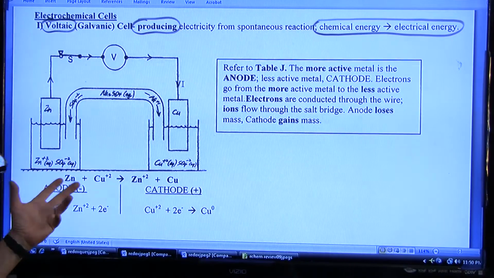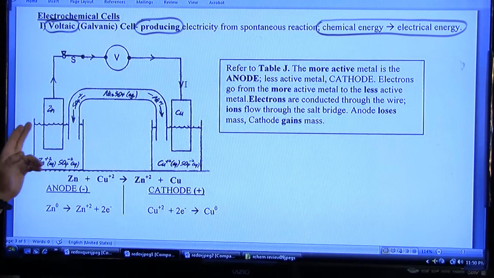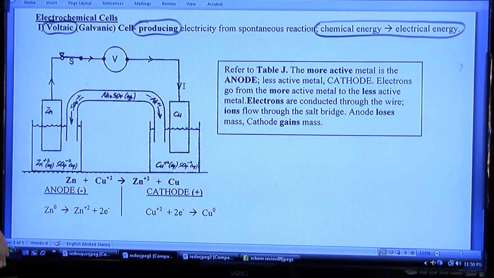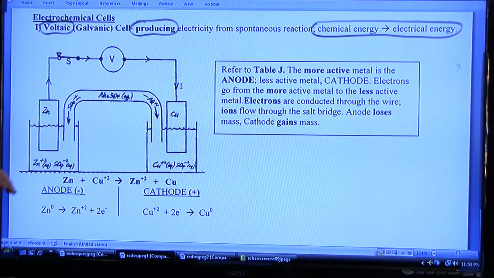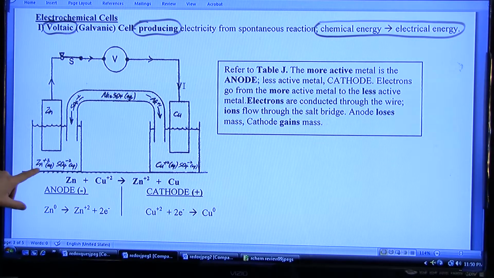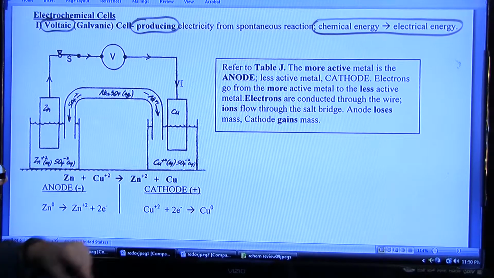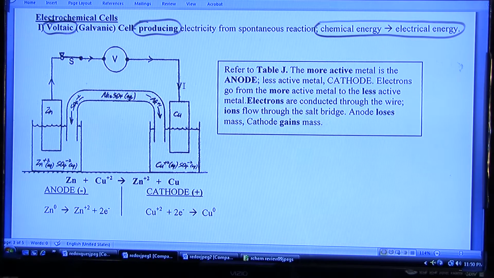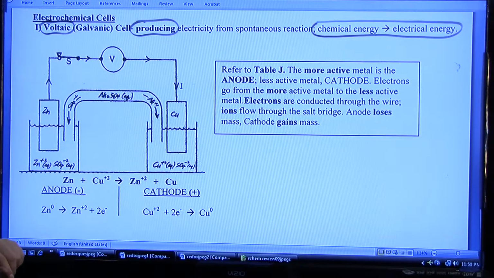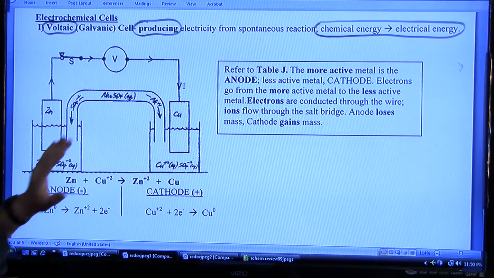Okay, so in a typical setup, what you would have is two pieces of metal, electrodes, in solutions of their ions. So the zinc is going to be in a solution of zinc ion with a sulfate or some other polyatomic like a nitrate that won't interfere. And the copper is going to be a solution of its ion, copper sulfate in this example. I just used sulfates, but you could have used nitrates or whatever. But this is the classic setup.